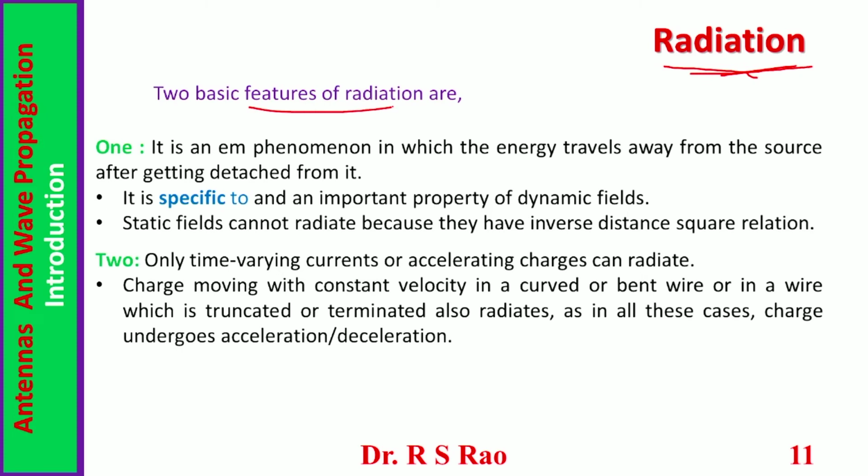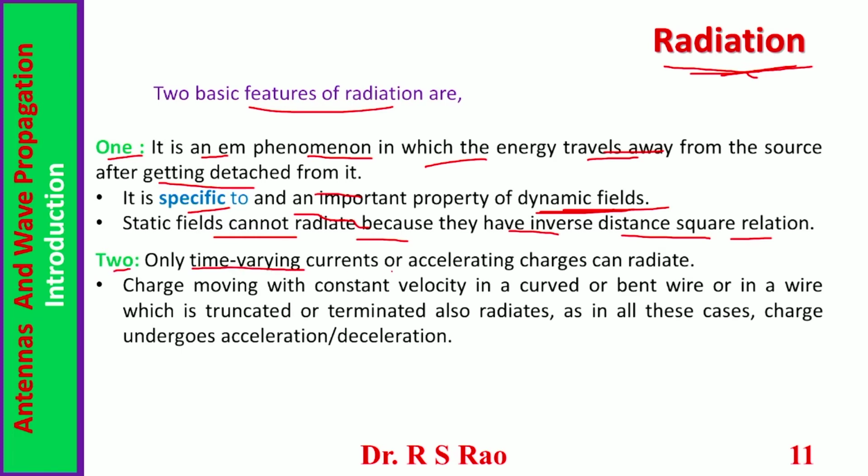Two basic features of radiation are: one, it is an EM phenomenon in which the energy travels away from the source after getting detached from it. It is specific to and an important property of dynamic fields. Static fields cannot radiate, only time varying fields can radiate. Static fields cannot radiate because they have an inverse distance square relation. Anyway, the point is only time varying electromagnetic fields have the capability to radiate.